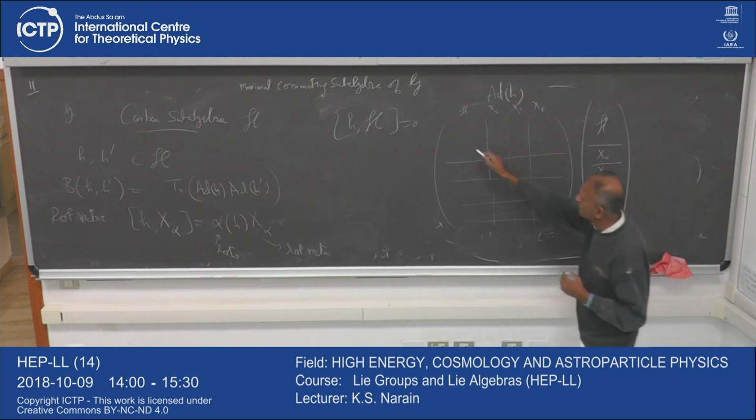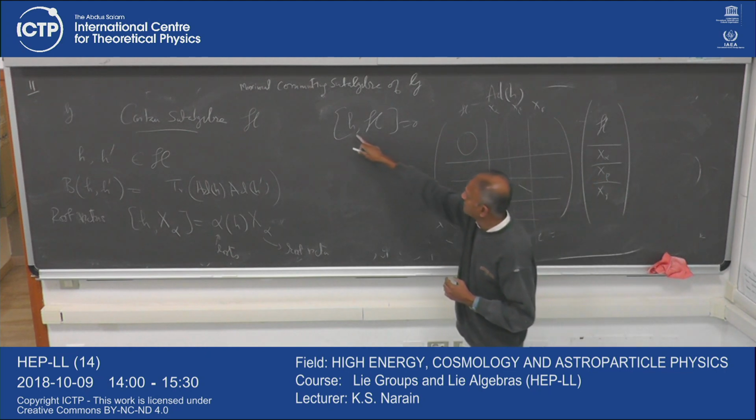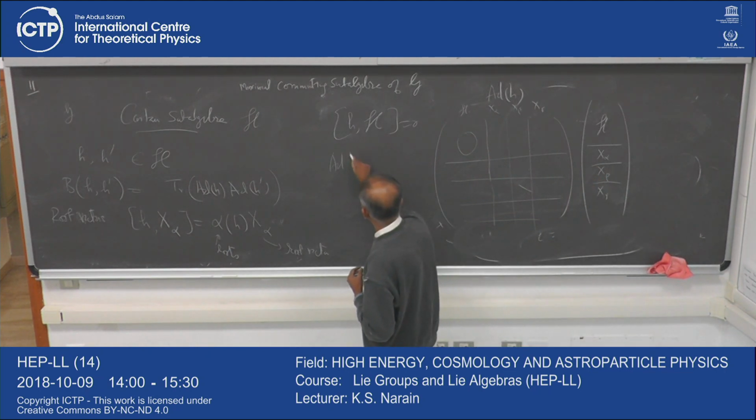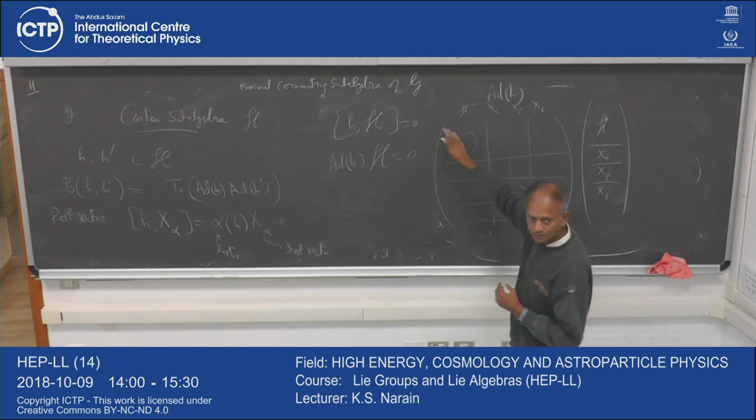So here it should be 0, right? Because the Cartan, so ad h acting on h is 0. On any vector of the Cartan subalgebra is 0. So this part is 0.